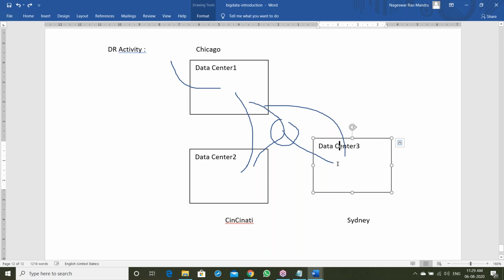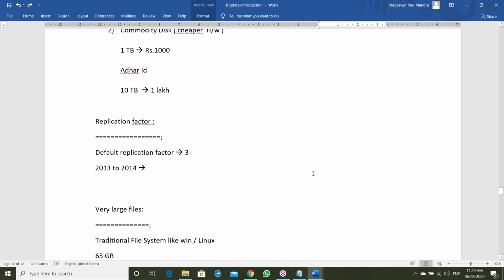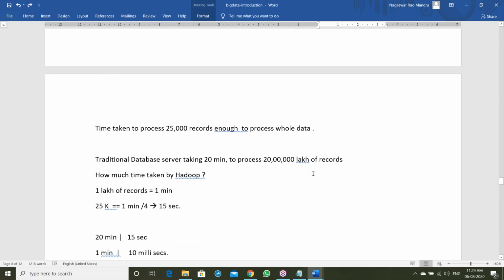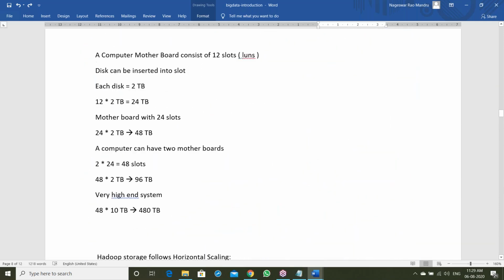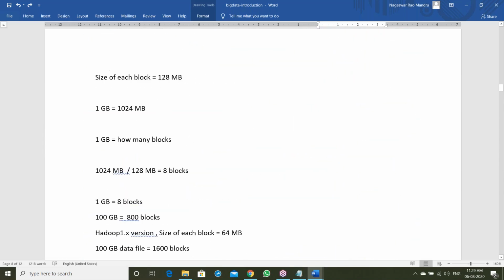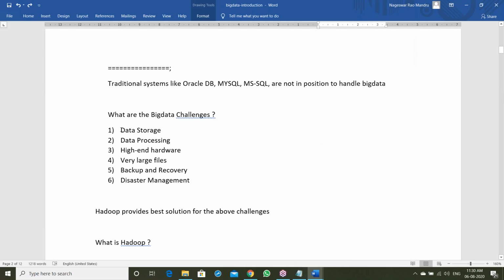So it is not required manually. Traditional systems require manual work, but with Hadoop it is not necessary. Hadoop takes care of the DR activity. That is the capability of Hadoop. Hadoop can easily face all these big data challenges. So these are the big data challenges and the solutions for them. These are the six points.